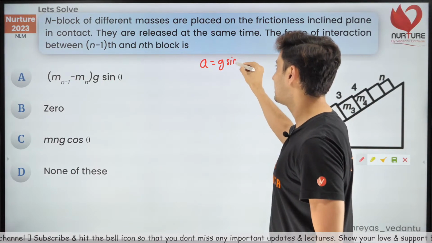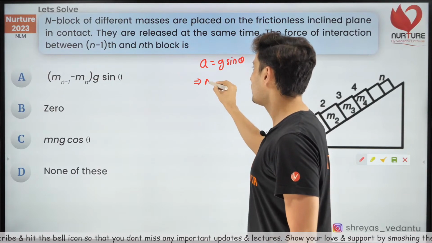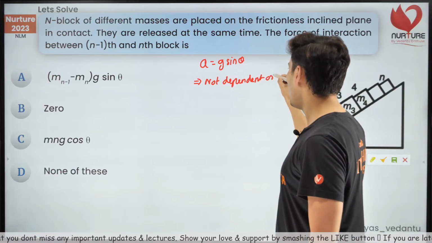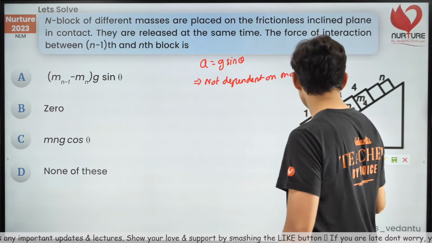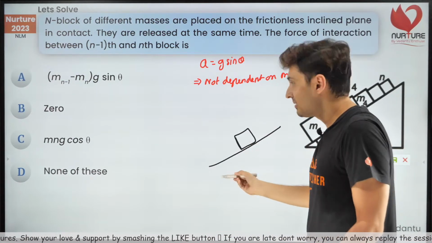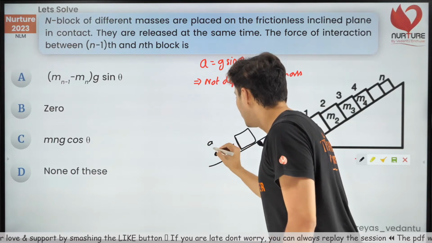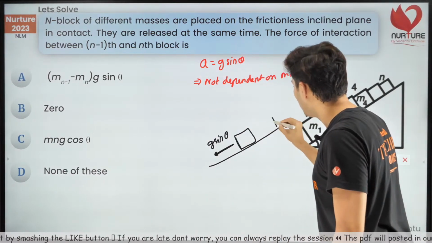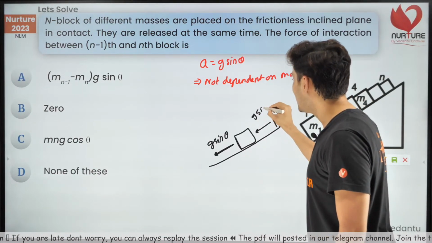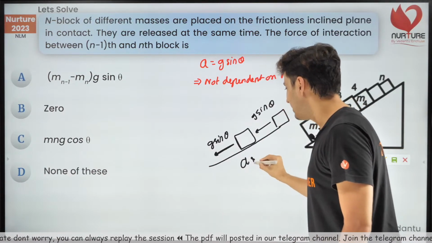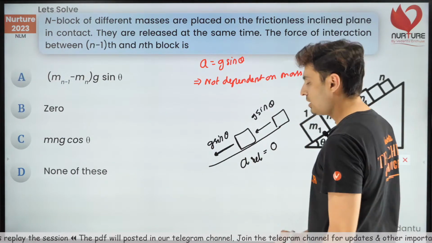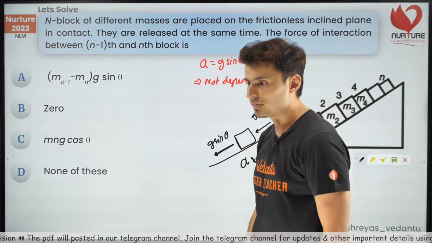Guys, I just told you about this: acceleration is g sine theta. That means it is not dependent on mass. If I have a block, no matter what the mass is, it will come down with g sine theta. If I have another block, even that block will come down with g sine theta. So if I ask you the relative acceleration, both are coming down with g sine theta, so the relative acceleration will be 0, right?